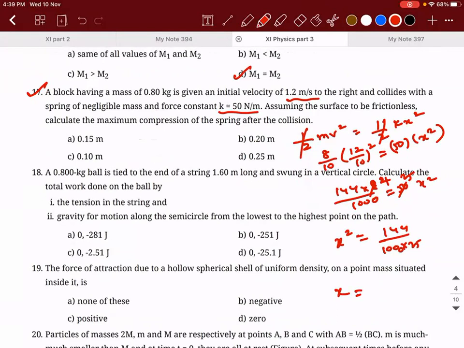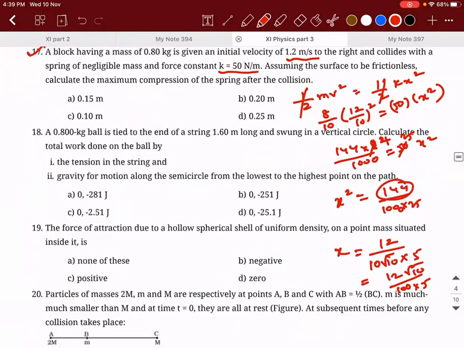Is this right? Yes, sir. So now you take square root. Square root of 144 is 12, divided by square root of 1000, which is how much? 10 root 10, into square root of 25 is 5. Correct? So rationalize it. 12 root 10 divided by 100 into 5. So root 10 is 3 point something. So what is the answer, guys? 0.5. So this is the answer that you're supposed to get.